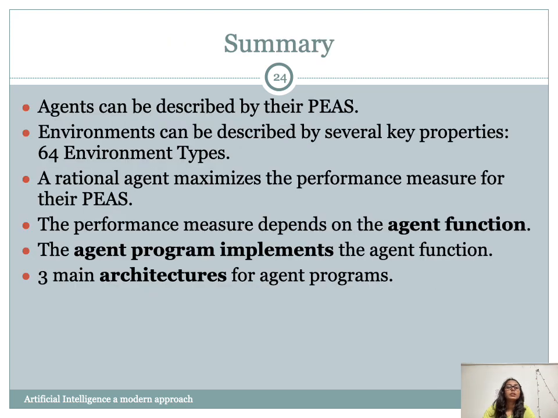So the summary: agents can be described by their PEAS. Environments can be described by several key properties, 64 environment types. A rational agent maximizes the performance measure for the PEAS. The performance measure depends on the action function. The agent program implements the action function, the agent function. Three main architectures for agent programs.